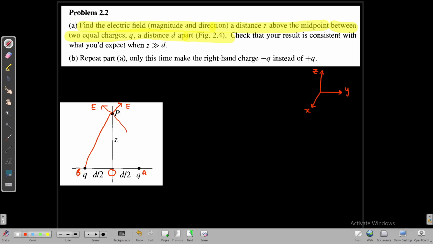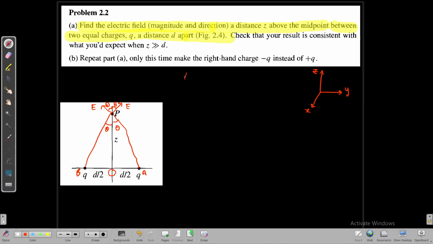So let me join P and A. I'm sorry, the drawing is a little bit bad. You can tolerate that, I'm sure. Let's say this is theta. Then this will also be theta, and this will be theta. Now I will take components, in the y direction and the z direction. First I will take the component in the y direction.